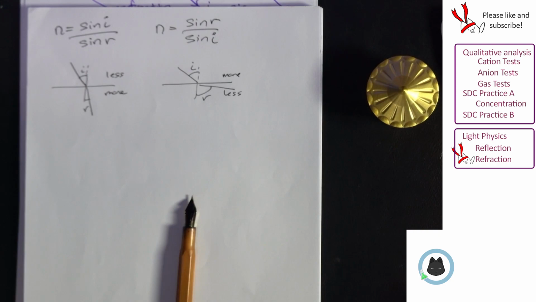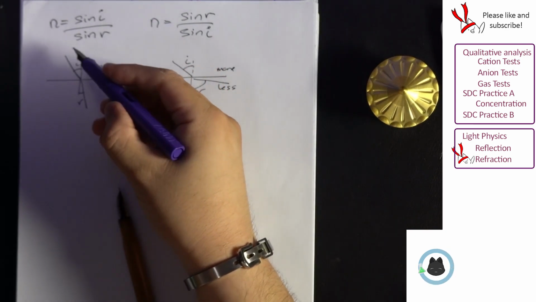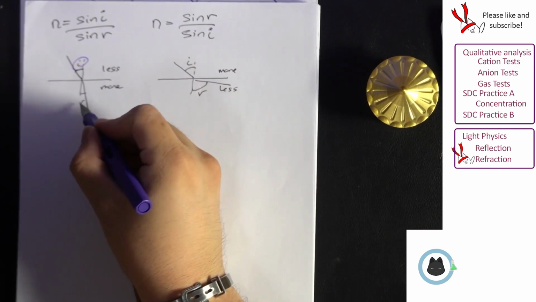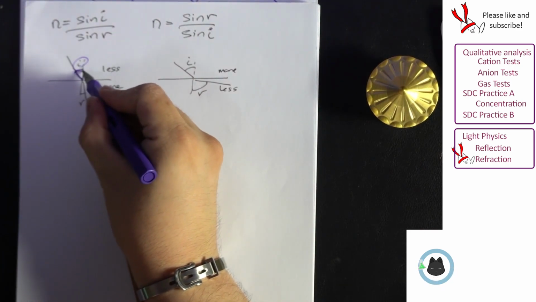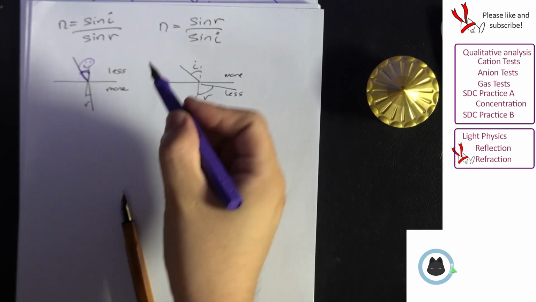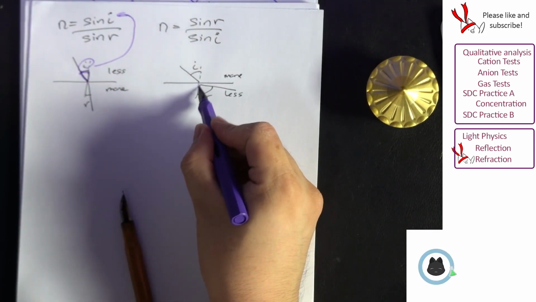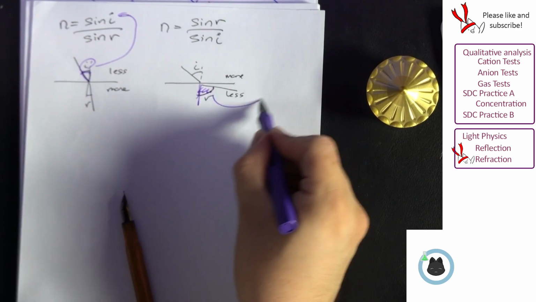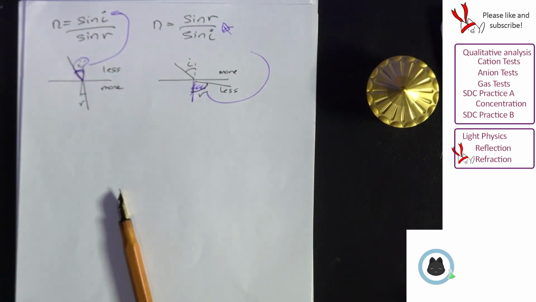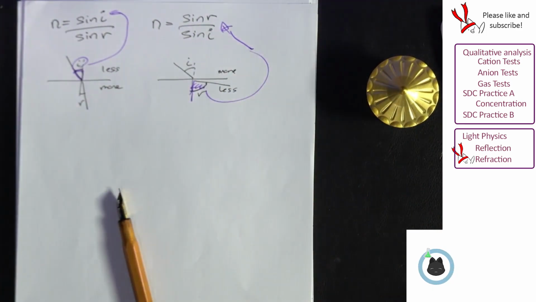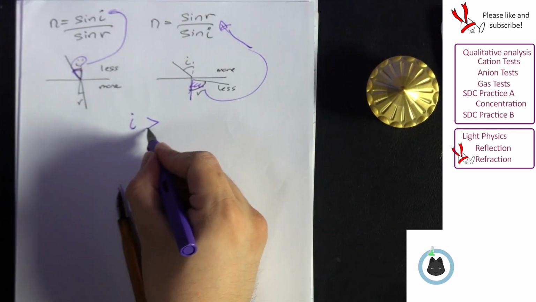You just have to remember one thing: whichever is bigger, put on top. What do I mean? Compare i and r. i is bigger, right? There you go, so i goes on top. Compare i and r. r is bigger, right? Then r goes on top. Then you don't need to memorize it. All you need to ask is whether i is bigger than r.